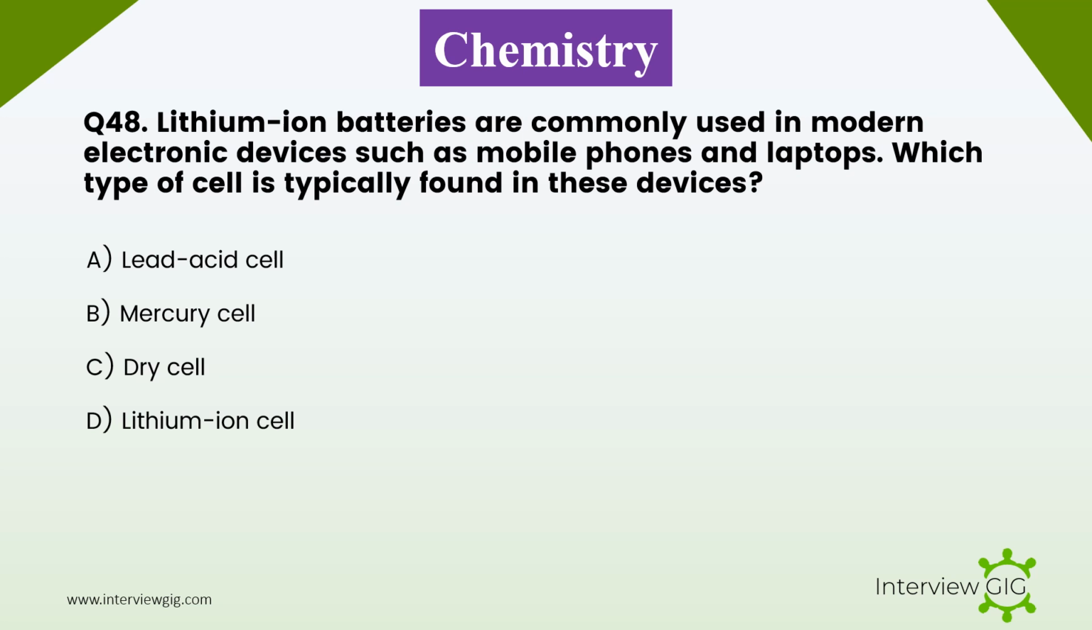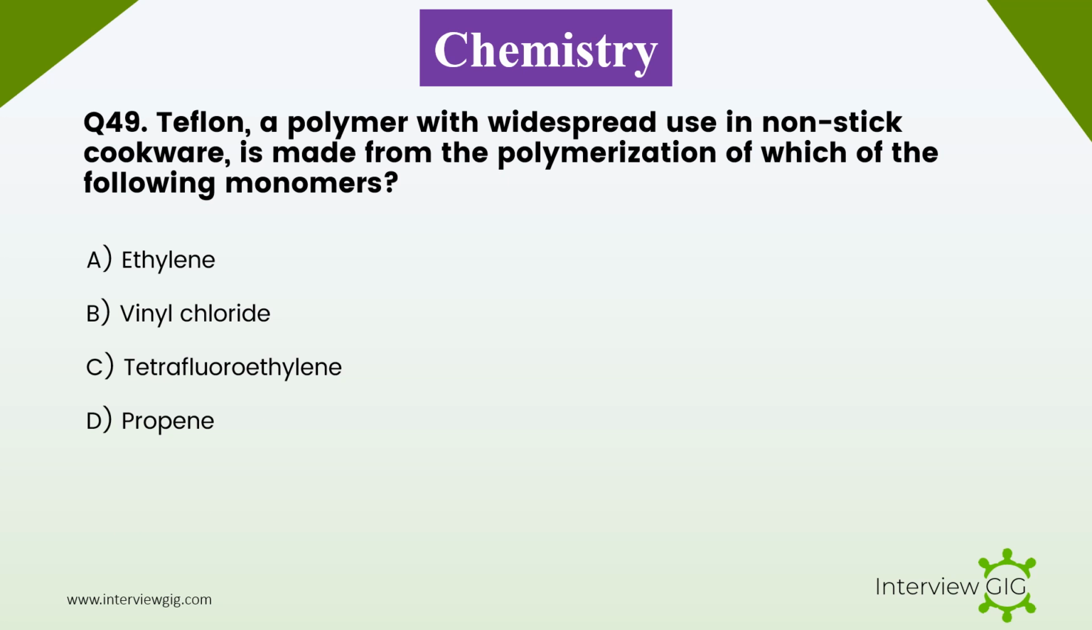Lithium-ion batteries are commonly used in modern electronic devices such as mobile phones and laptops. Which type of cell is typically found in these devices? A. Lead-acid cell. B. Mercury cell. C. Dry cell. D. Lithium-ion cell. Answer D. Lithium-ion cell. Next question.